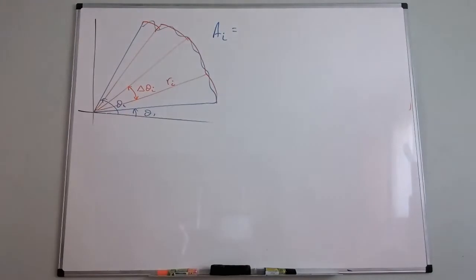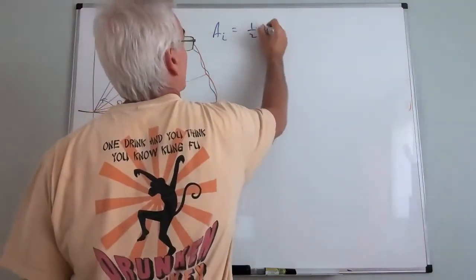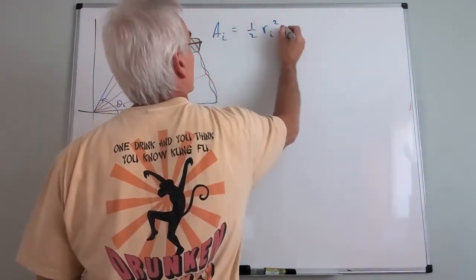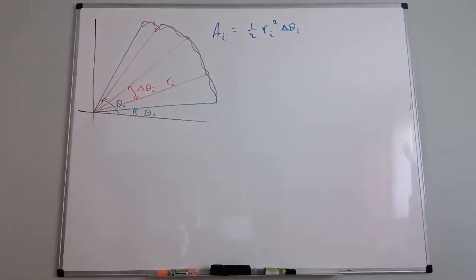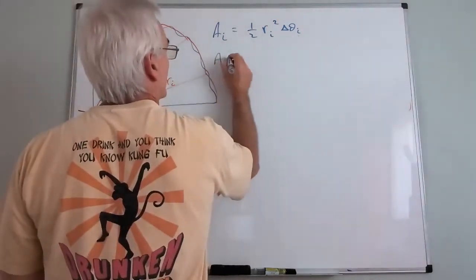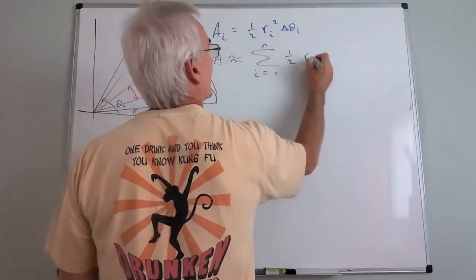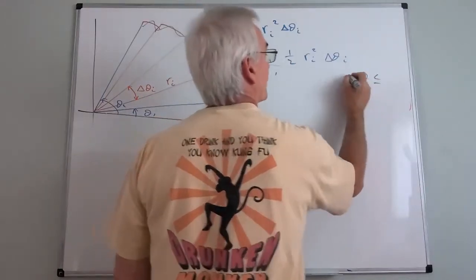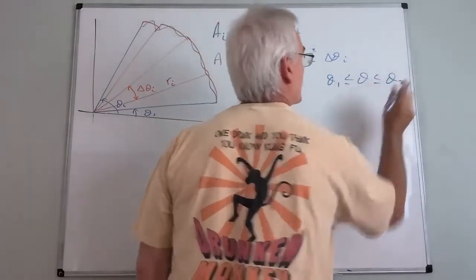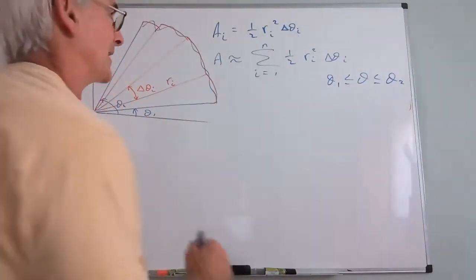Well, we just said a moment ago that the area of the sector of a circle was 1/2 r squared times the angle. So this should be 1/2 r_i squared times delta theta_i, that is the exact angle that I'm dealing with here. So then my overall area can be estimated by the sum from i equals 1 to n of 1/2 r_i squared delta theta_i, where the thetas run from theta 1 to theta 2 in my picture. Those would be constants. Maybe it's from 0 to pi over 3 or something like that.